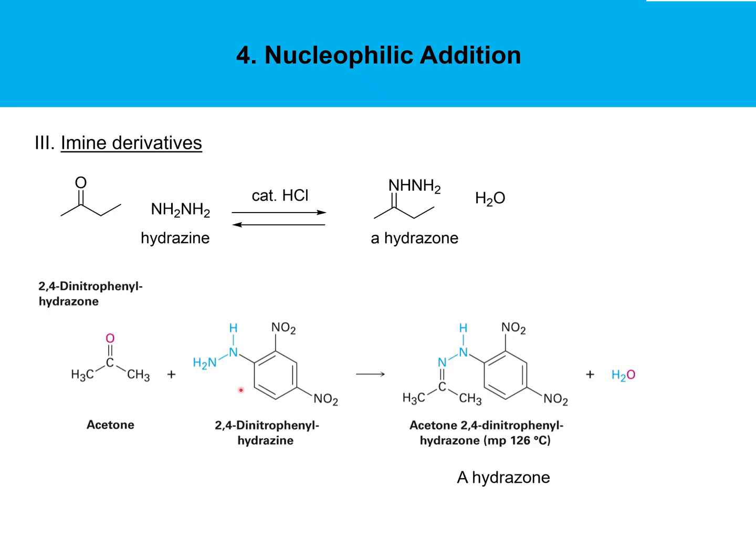Another example of an imine derivative is a hydrazone that has a couple of nitro groups on a benzene ring. So this is referred to as 2,4-dinitrophenylhydrazine, or hydrazone once it becomes the product. So here's an example with acetone mixing with this 2,4-dinitrophenylhydrazine to form an imine derivative, which is a hydrazone. A byproduct of this reaction will be water, and again, this reaction can be reversed by adding water and HCl.